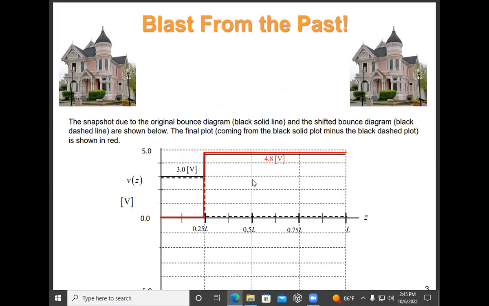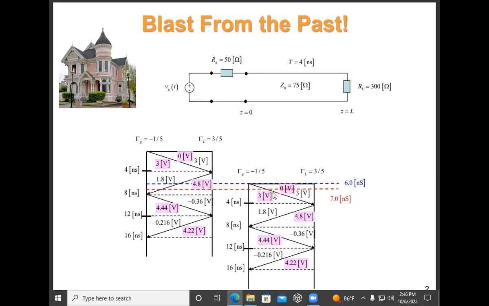It's kind of hard to see, but if you look carefully, that's supposed to be the solid black line. This is distance 1/4 of the way down the line from the generator. That's where the solid black line jumps from 3 to 4.8. See that? Now, I've got to subtract from that what I get from the second one.